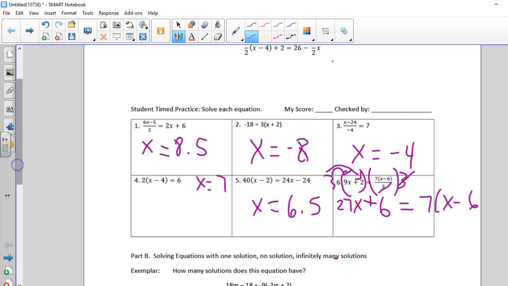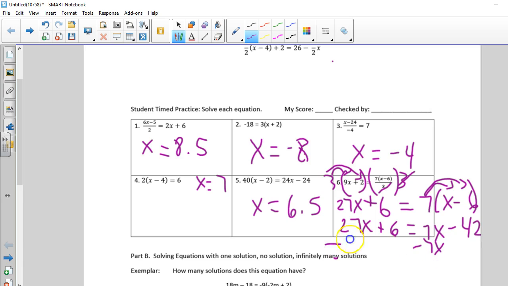So that gives us 27x plus 6. Now let's distribute across the parentheses. And we get 7 times x is 7x. And 7 times 6 leaves us minus 42. Eliminate the variable from the right side. Subtract 7x. It goes to 0. And on the left, you're ending with 20x plus 6 equals negative 42. Eliminate the constant from the left side.